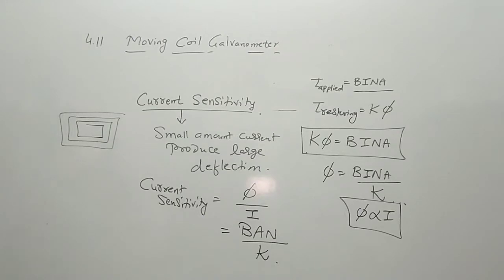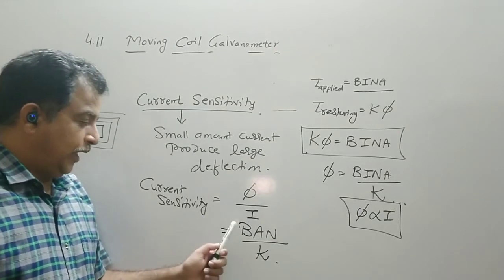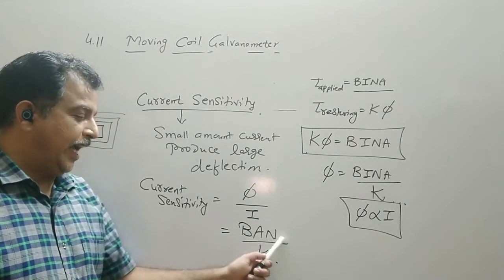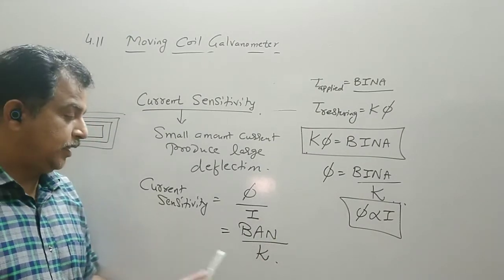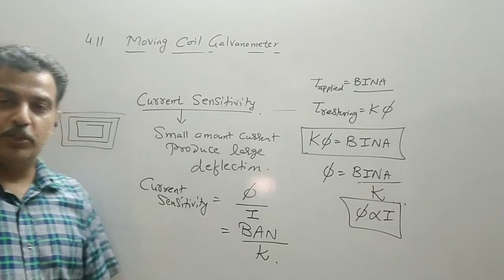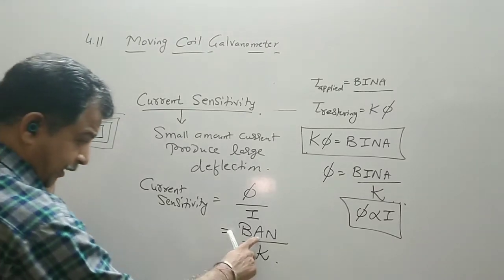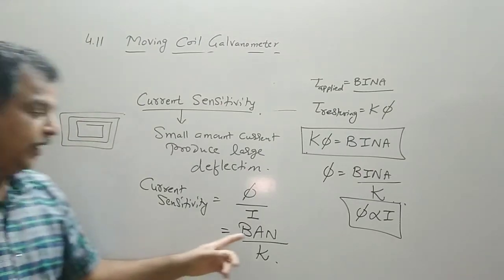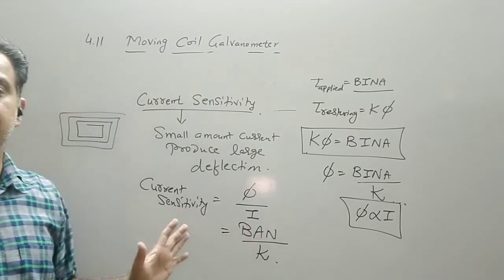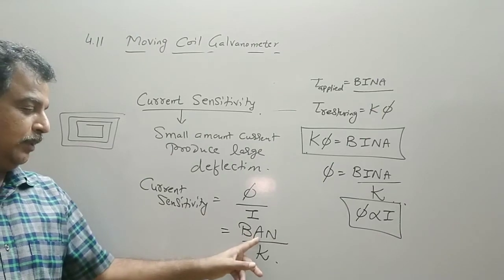So current sensitivity is high. Increasing BAN, the current sensitivity will be increased, or K should be small. If you increase area A, the size of the device will increase. So increasing the area to increase the current sensitivity is not advisable.